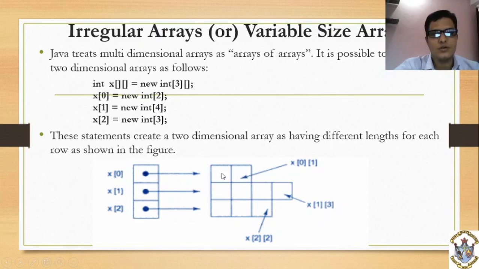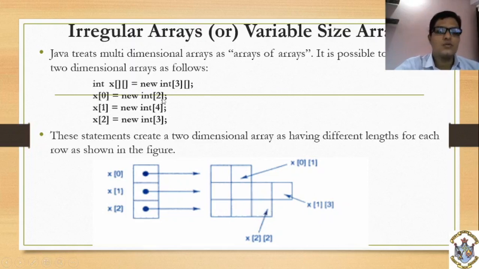It consists of 2 columns. Got it? And for x of 1, the second row, how many columns do we require? 4 columns. So it is 1 0, 1 1, 1 2 and 1 3, because an array starts at 0 and ends at n minus 1. And for x of 2, the third row, we require 3 columns. It starts at 2 0, 2 1 and ends with 2 2.